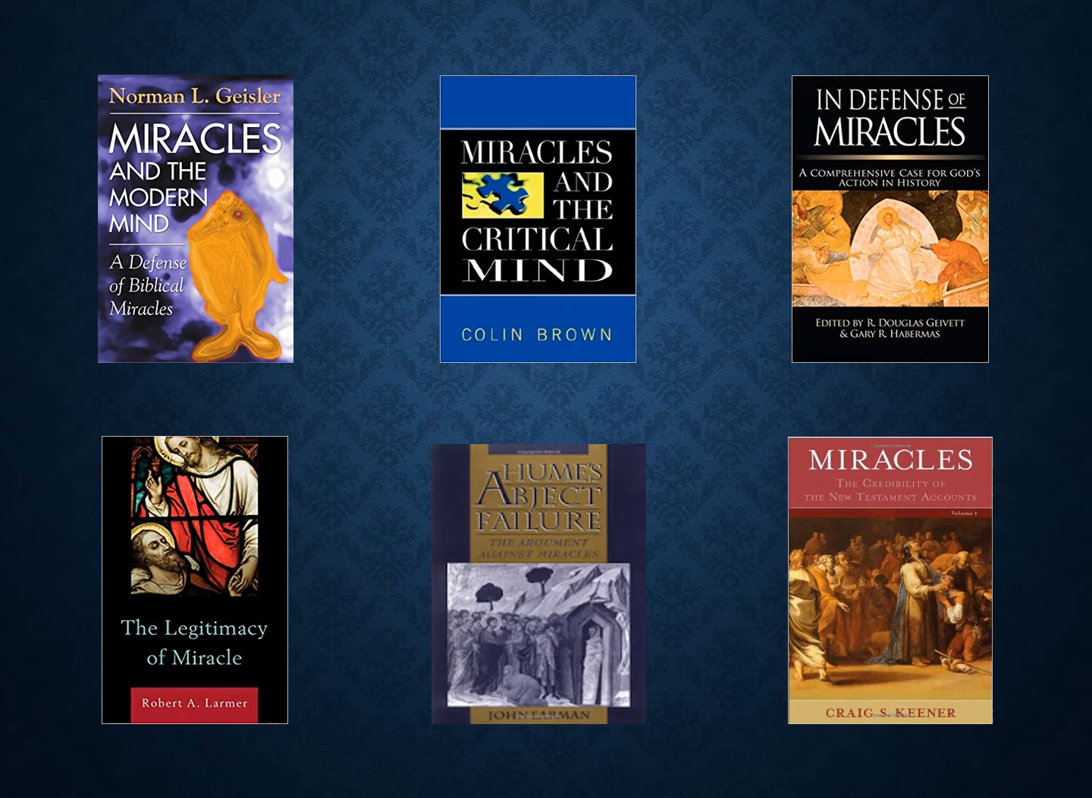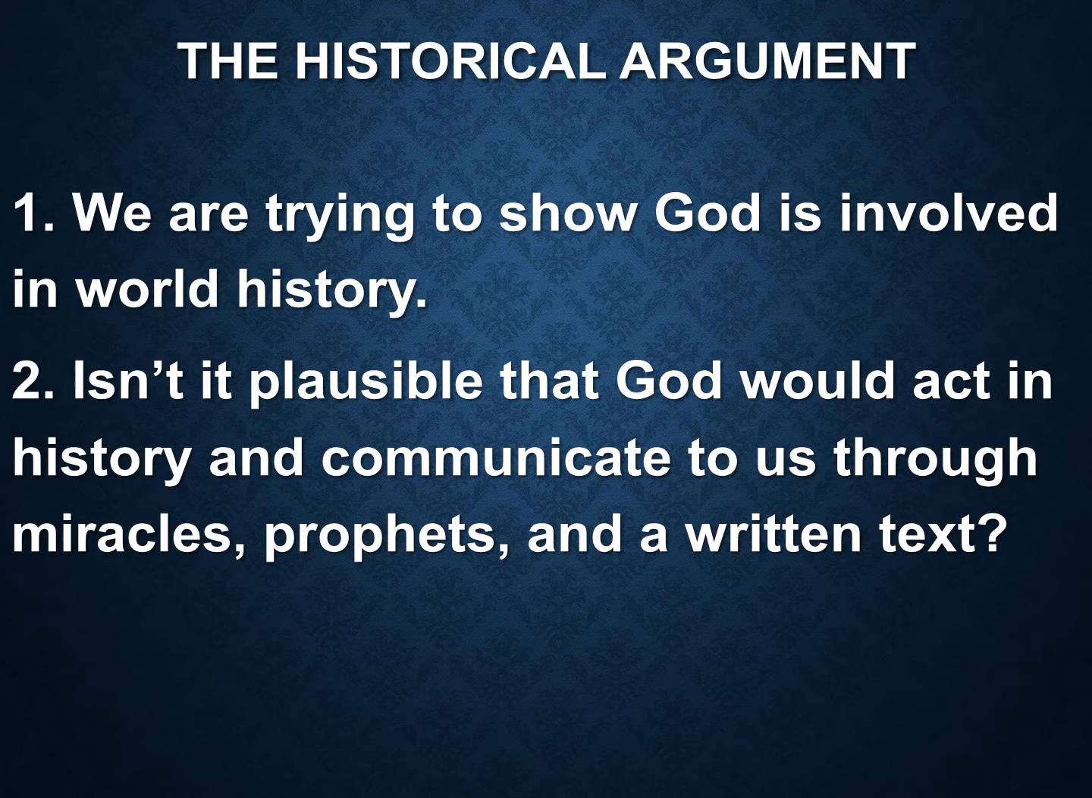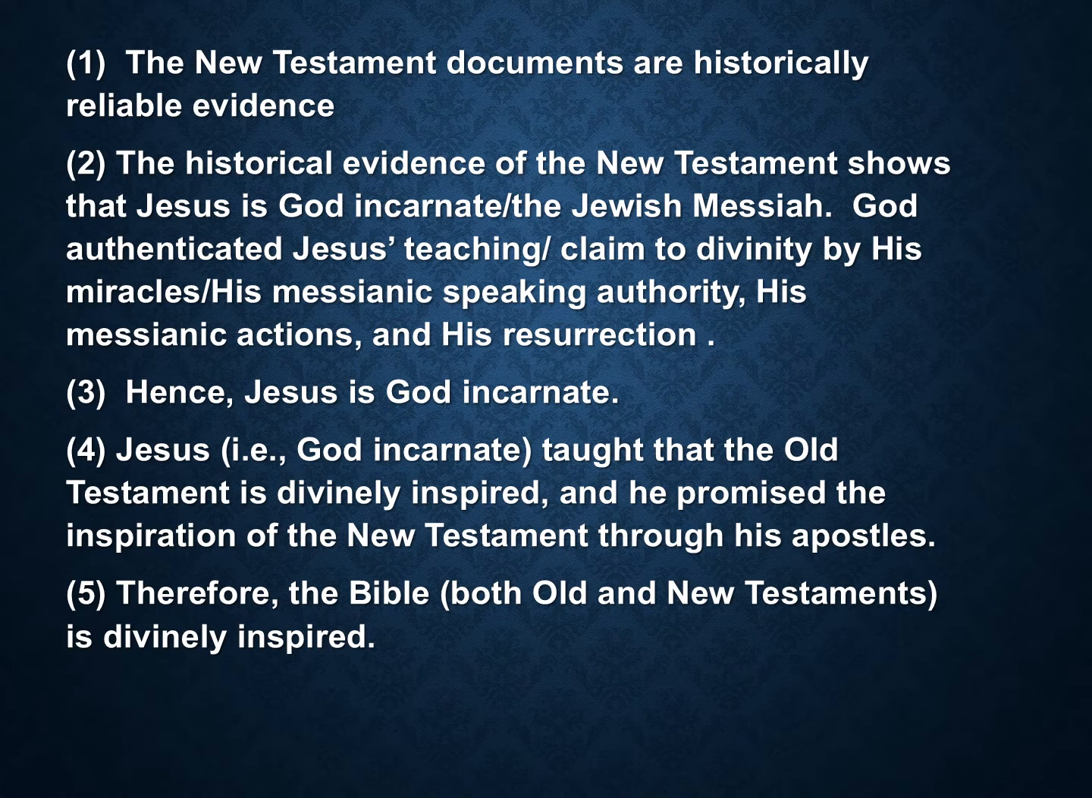They deal with a lot of objections to miracles as well, some of the David Hume arguments and things like that. So when it comes to the historical argument, we're trying to show God is involved in world history, and we think that it's plausible that God would act in history and communicate to us through miracles, prophets, and a written text. And so this is kind of the syllogism we follow here, or the points. We set this up here.